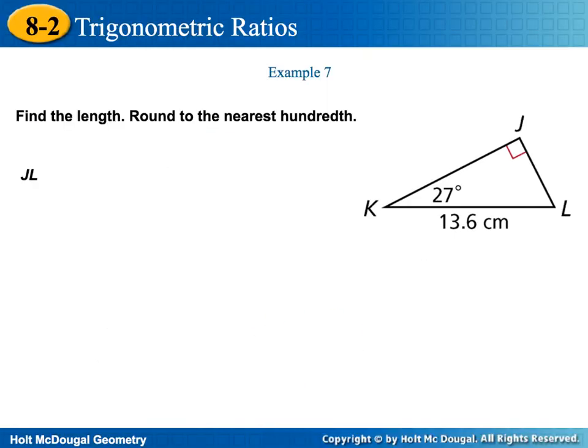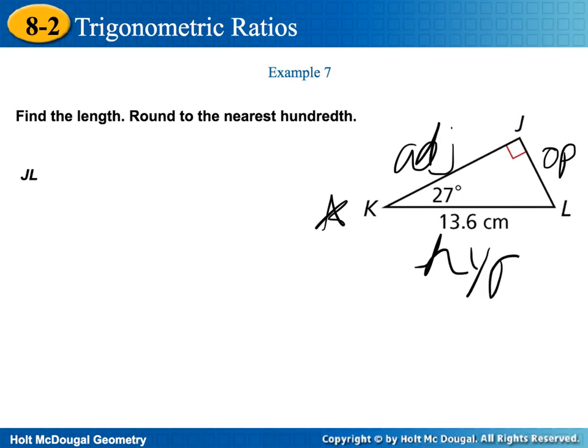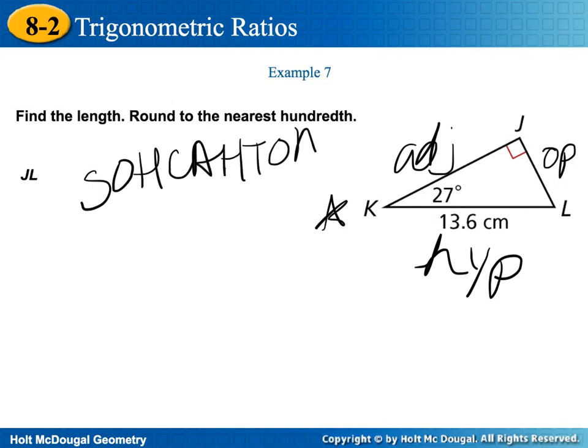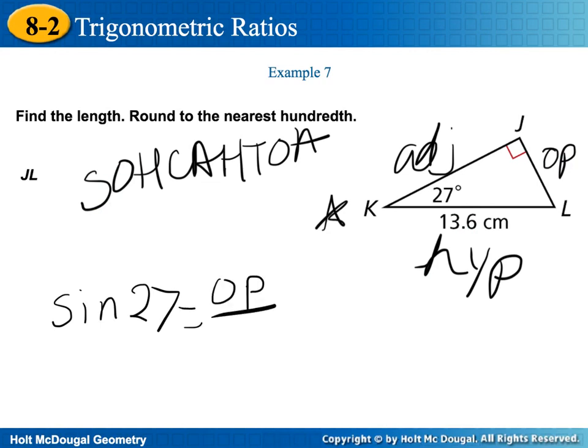All right, last one. We have JL, and K is the angle that they give us. So I'm going to find from this point opposite, adjacent, and hypotenuse. JL is over here. So based on K, I'm looking for my opposite, and I'm given the hypotenuse. So I'm going to be using OH again, the sine. So sine of 27 equals opposite over hypotenuse.